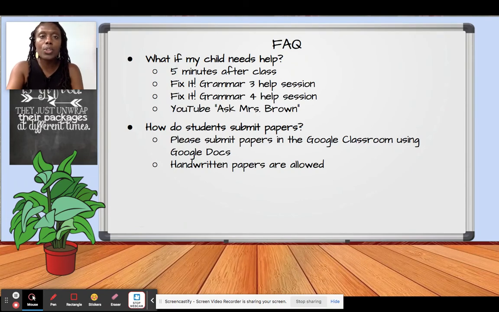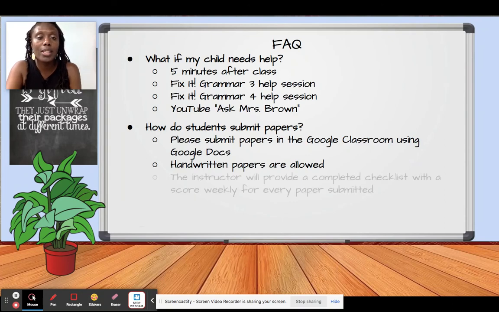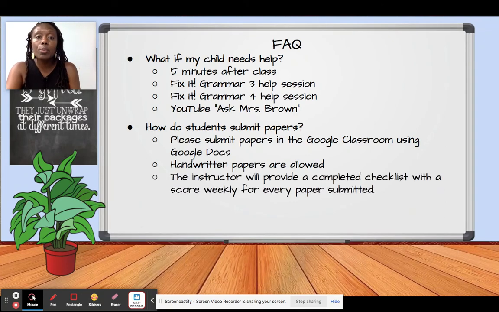Now, if they do that, it's not as easy for me to give feedback on the actual paper, but I'll still give them feedback according to the checklist itself. But again, I leave that up to you, the parent. If you want your student to handwrite their paper, they're welcome to do that. If they'd like to try typing, I would prefer that they use Google Docs and upload their Google Doc to the Google Classroom. The instructor will provide a completed checklist with a score weekly for every paper submitted.